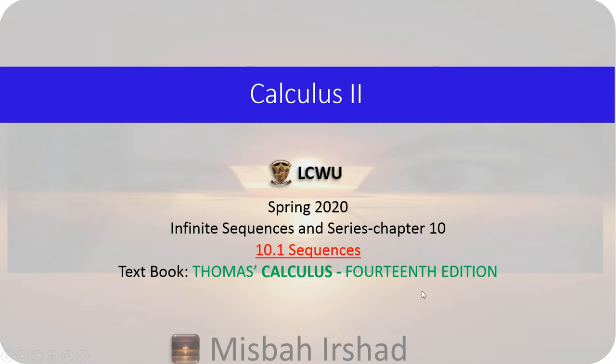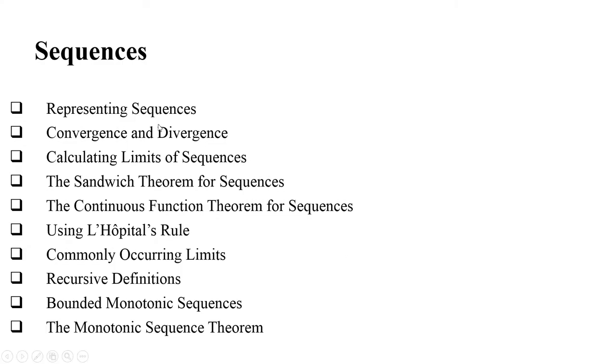Today we are going to start a new chapter, chapter number 10, which is about infinite sequences and series. We are going to cover section number 1 of the chapter, which is about sequences. In this section, we are going to define sequences, discuss their convergence and divergence, and the limit of the sequences. Then there are a few theorems about sequences and their limits, convergence and divergence.